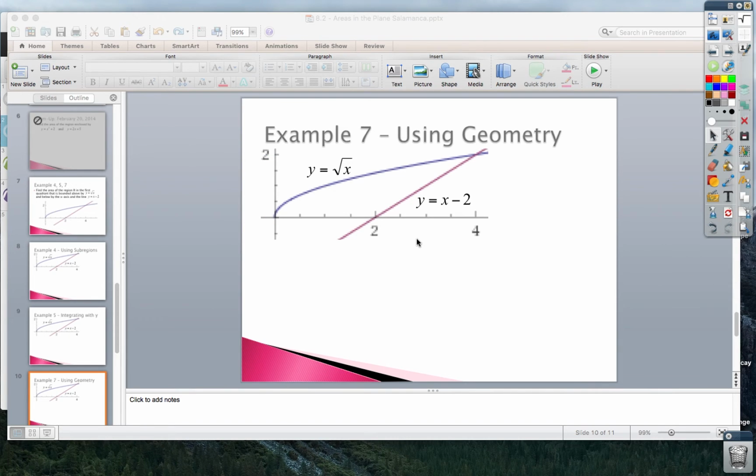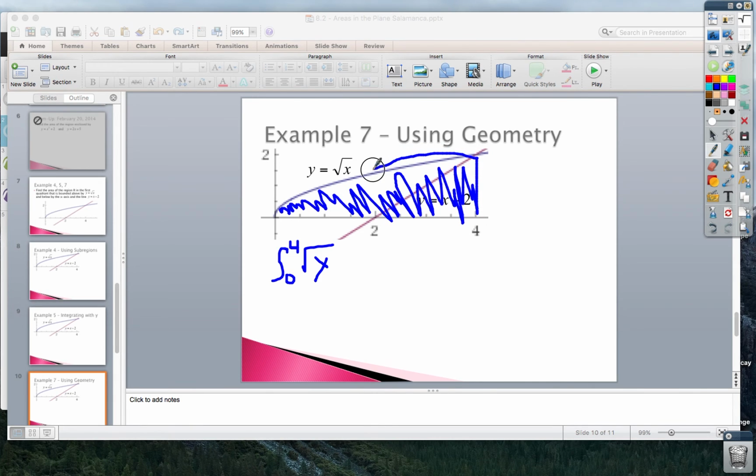So last one, we are going to do the same thing, but now we're going to use geometry. What we know here is that if we integrate from 0 to 4 for the function square root of x, that's going to give us the area from here all the way up to 4, so like so. However, we didn't ask for every piece.